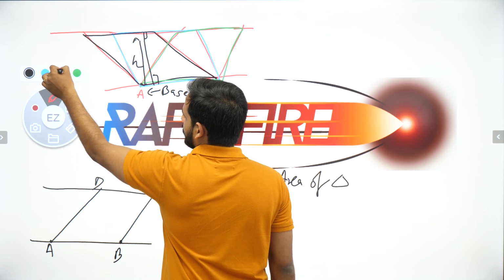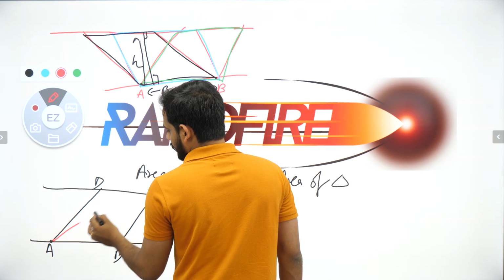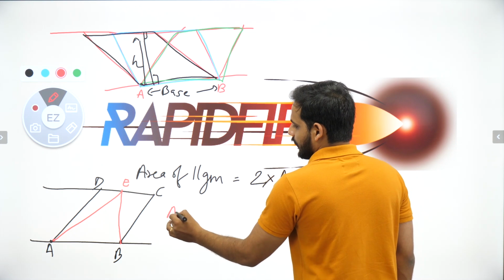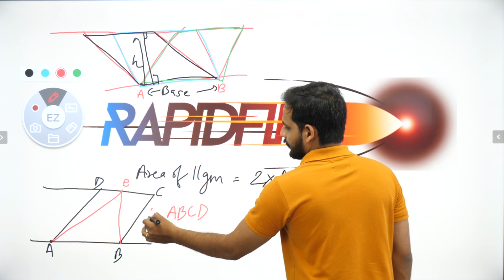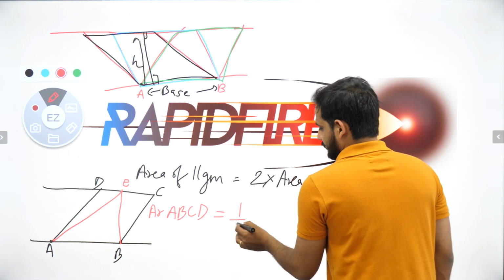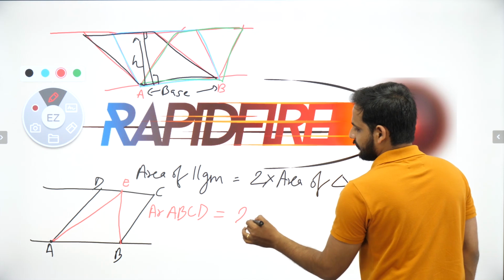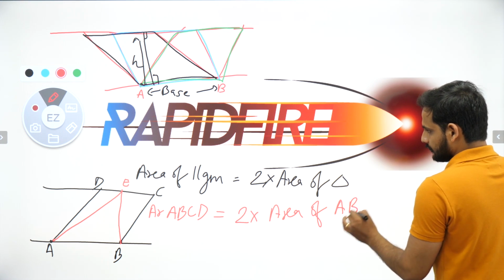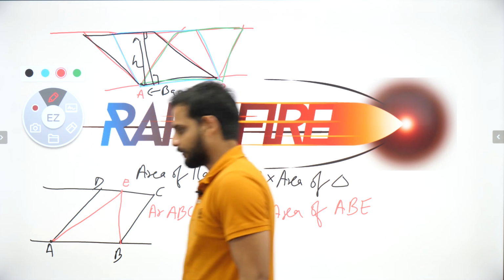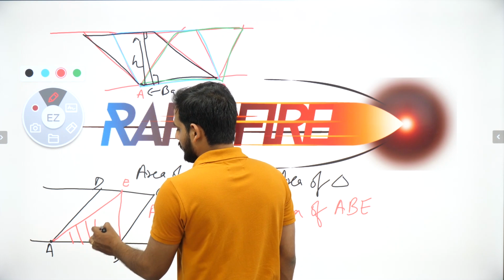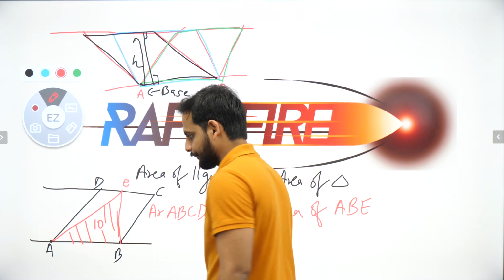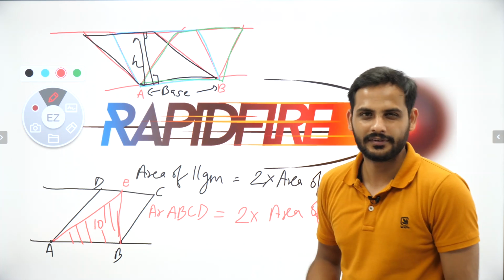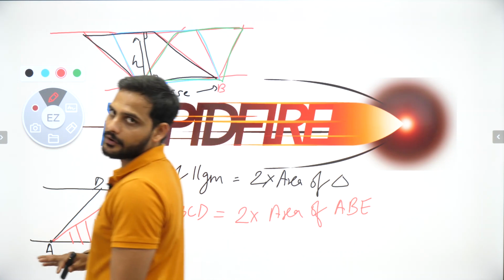And keeping this AB as base, you have drawn a triangle, let us say ABE. So you can say area of ABCD will be equal to 2 times of area of ABE. Whatever is the area of ABE, let us say I have told you that it is 10 square units. So area of ABCD will be 2 into 10, which is 20 square units, as simple as that. So this is the main theory about everything.